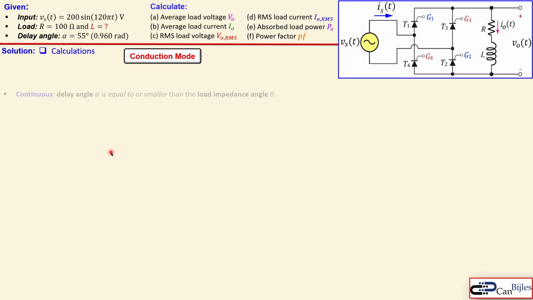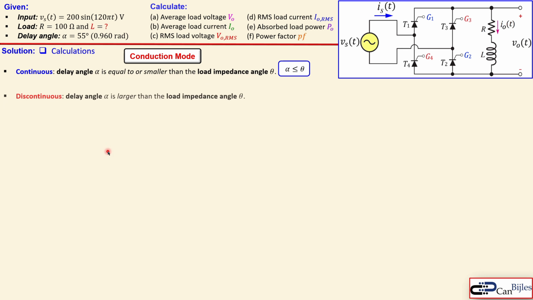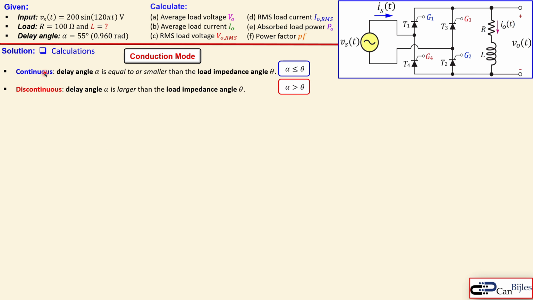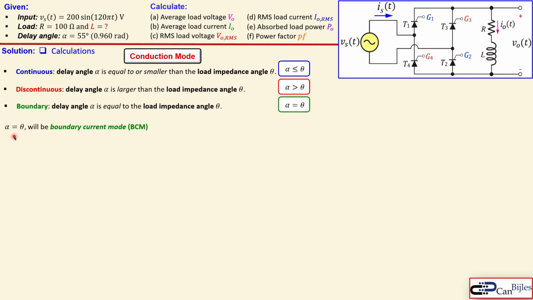The conduction modes we have discussed before, so let me summarize here the continuous and discontinuous. In between you have the boundary, which we call the boundary conduction mode, and that means the delay angle is exactly equal to the load impedance angle, which is theta. This is the third condition. So we will have the boundary current mode, BCM for short, and that can be calculated using this formula for the delay and the load impedance angle.